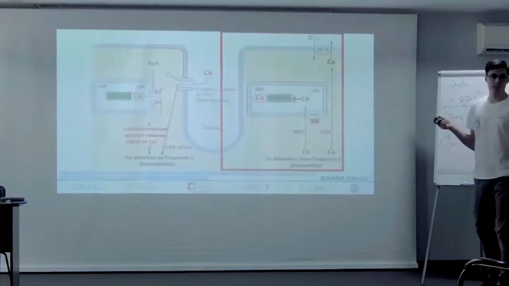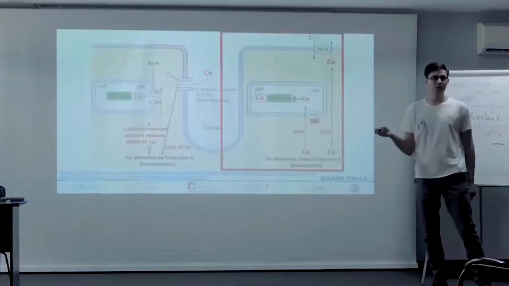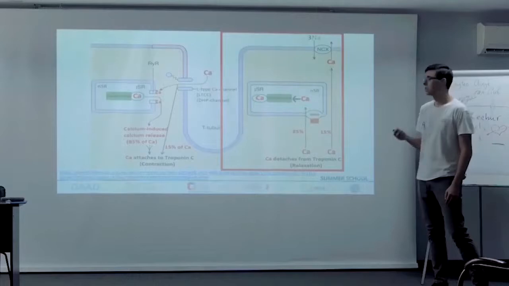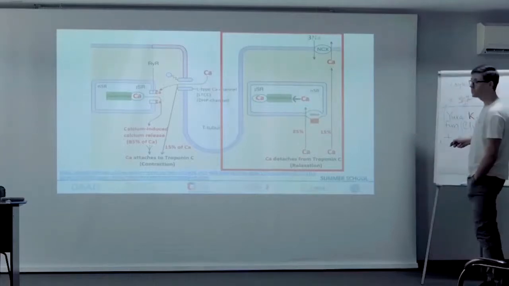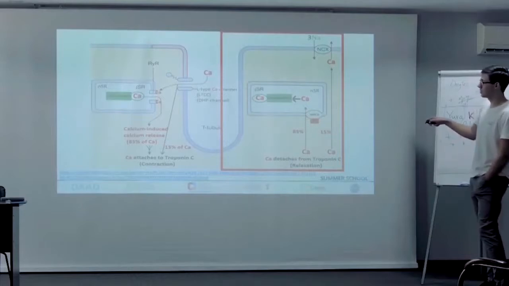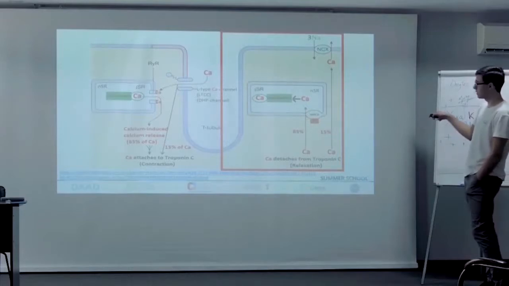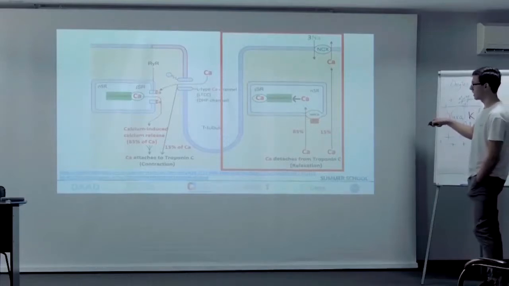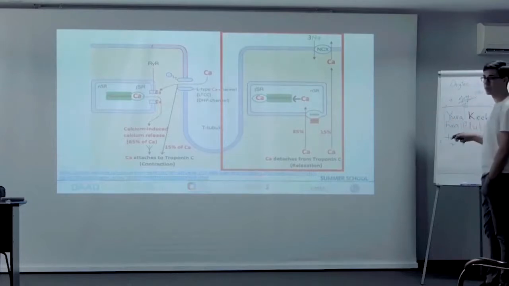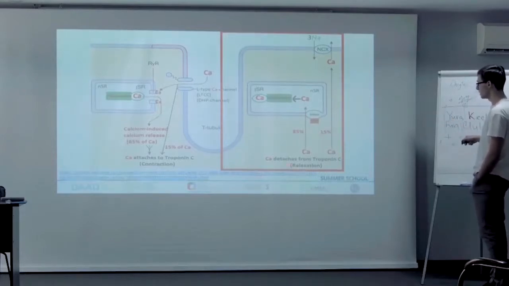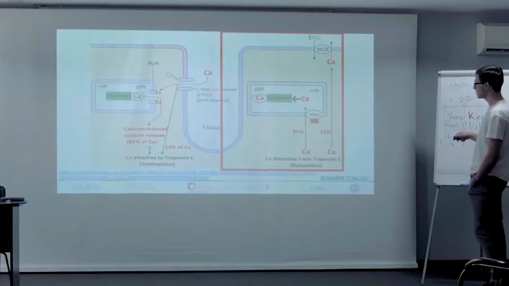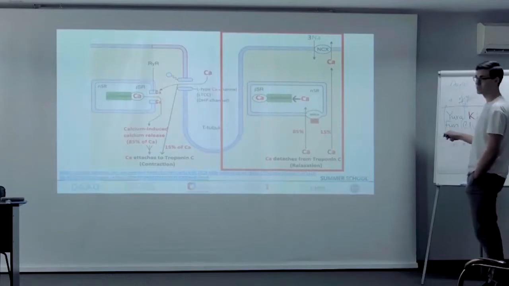Okay, how it works? Calcium detaches from the troponin C, yes? After that, 85%, as I said before, came in because of the calcium-induced calcium release, and 15% came in directly. So here is the same thing. 85% of calcium all detach from troponin C, and come back to the NSR.